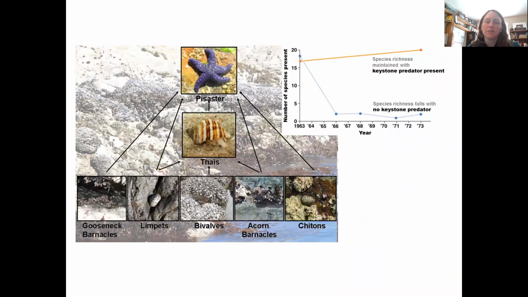So here's a picture of what happens when you have sea stars present in the habitat. You end up having all of these other organisms, but if you don't have the keystone predator present, then species richness drops to like 2 or 3 organisms, and all you're left with is a community basically of mussels.